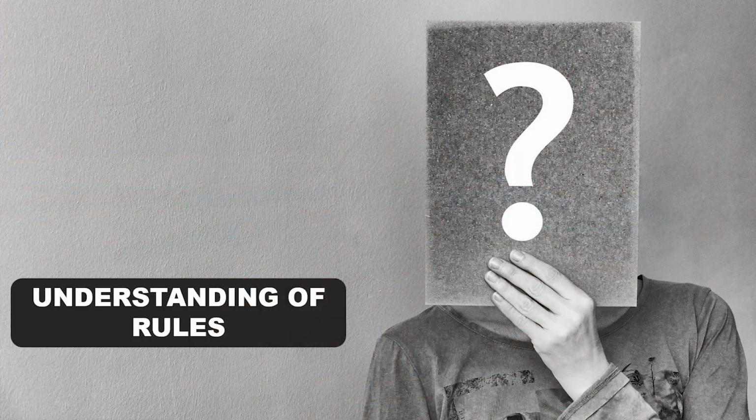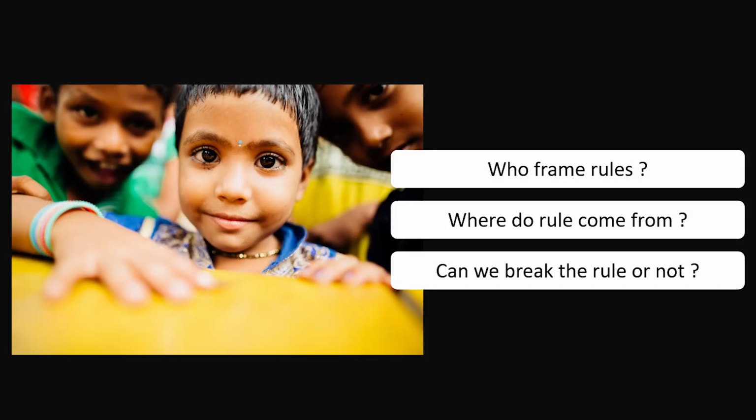When we look at these three main aspects, they include some important questions. Let me see what questions are included in the first aspect, that is, understanding of rules. Here, it leads us to ask some questions such as, who frames rules? Where do rules come from? Then another one, can we break the rule or not? So these are the questions that lead the first aspect.